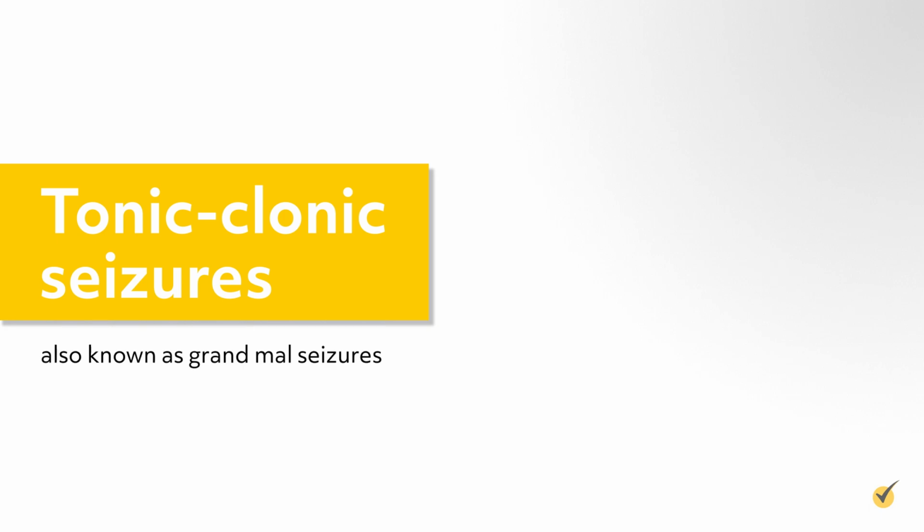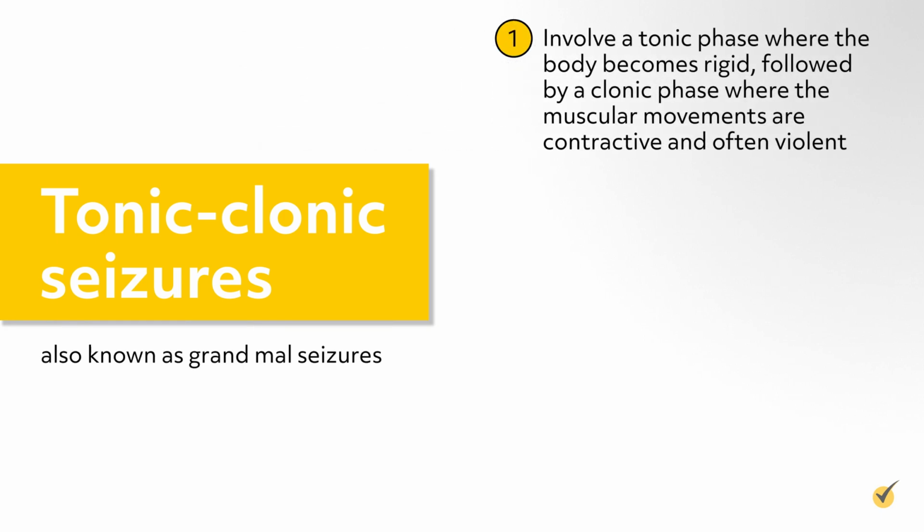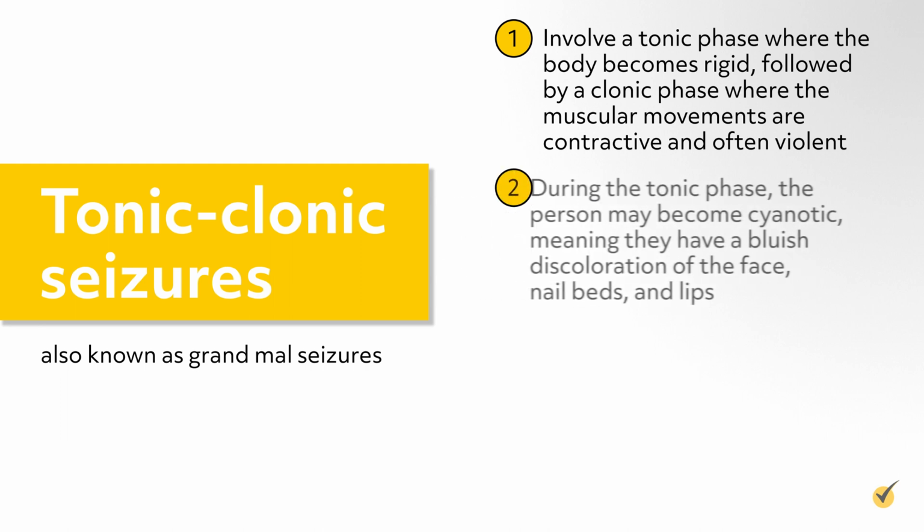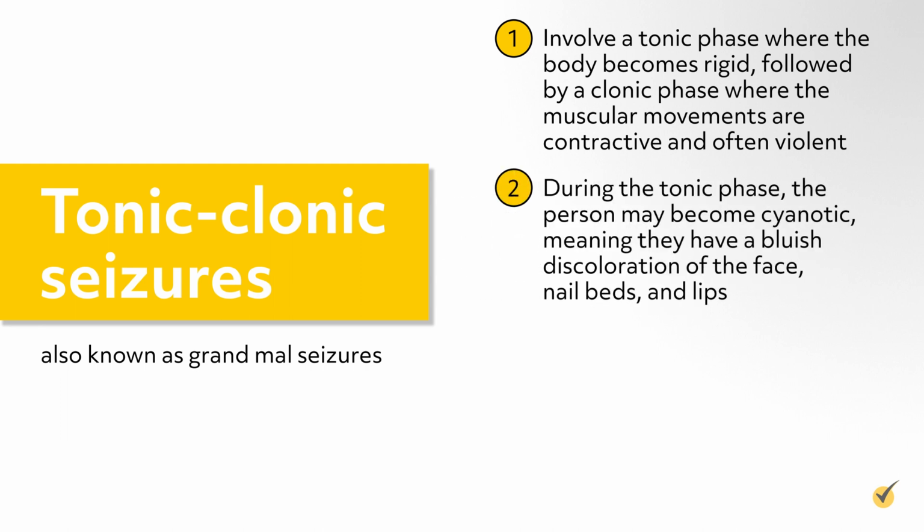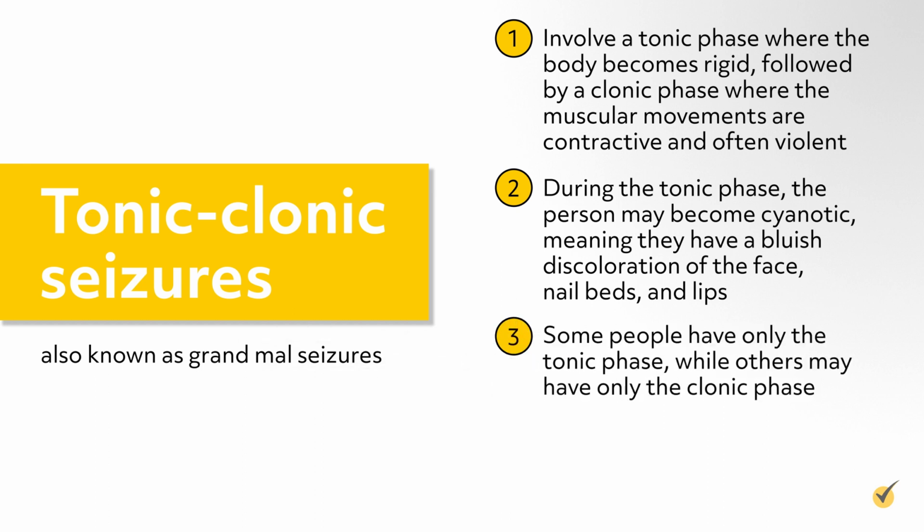Tonic-clonic seizures, also known as grand mal seizures, involve a tonic phase where the body becomes rigid, followed by a clonic phase where the muscular movements are contractive and often violent. During the tonic phase, the person may become cyanotic, meaning they have a bluish discoloration of the face, nail beds, and lips. Some people have only the tonic phase, while others may have only the clonic phase.